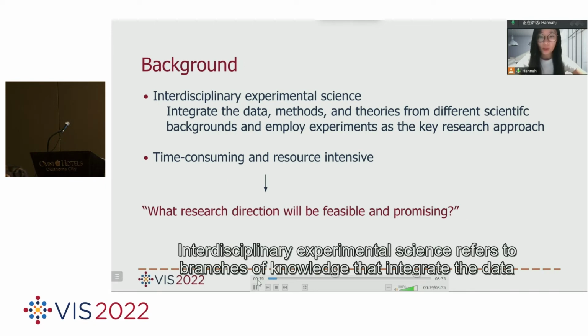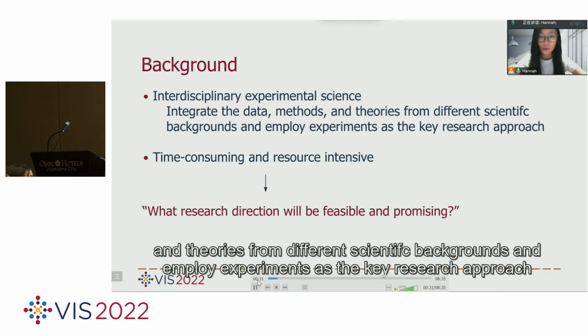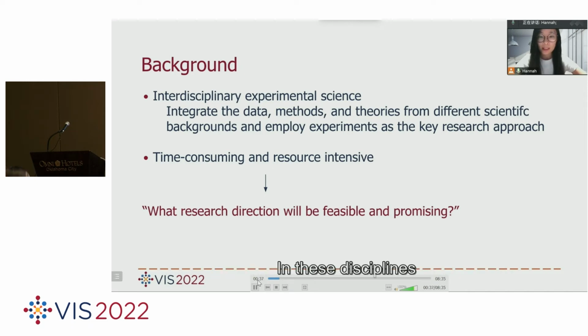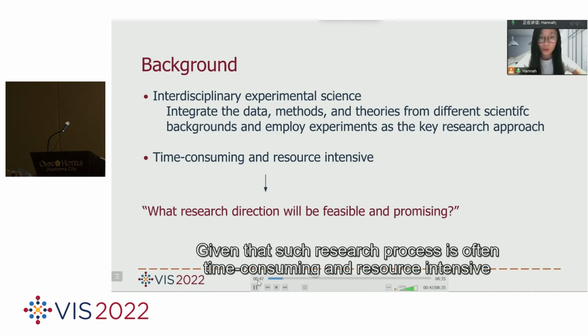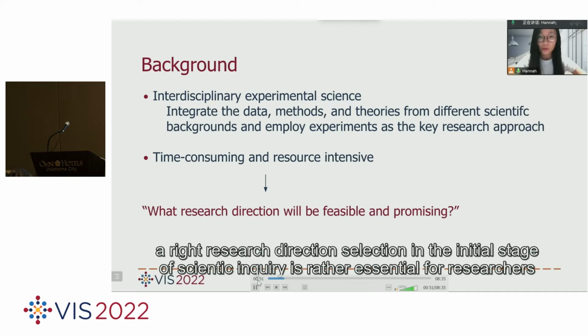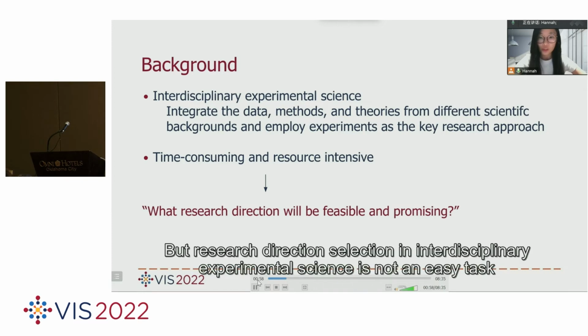Interdisciplinary experimental science refers to branches of knowledge that integrate the data, methods, and theories from different scientific backgrounds, and employ experiments as the key research approach. In these disciplines, identifying what research direction will be feasible and promising is usually the first step of the entire research process. Given that such research process is often time-consuming and resource-intensive, a right research direction selection in the initial stage of scientific inquiry is rather essential for researchers.